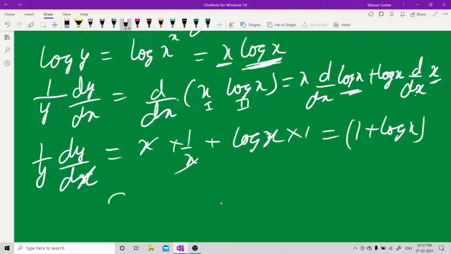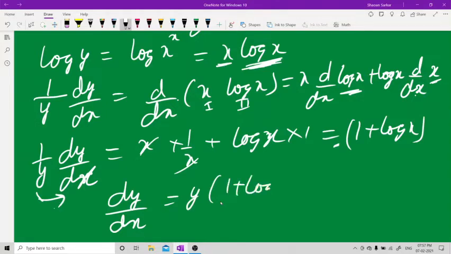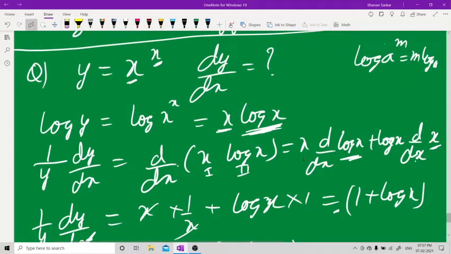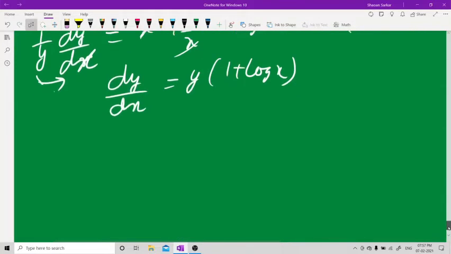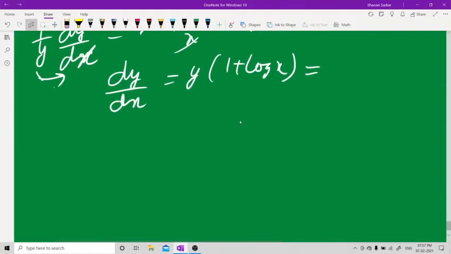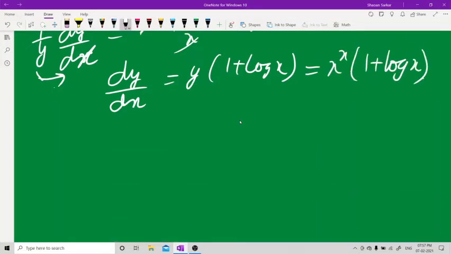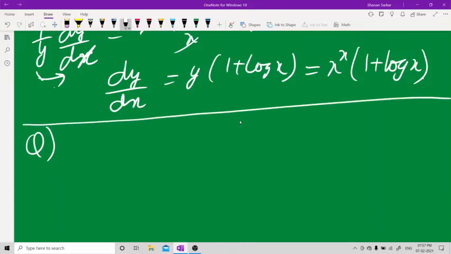Now you have dy by dx. Go for cross multiplying this to this place. So you write y into 1 plus log x. But what is y? Y is this quantity. So put it back. So y is equal to x to the power of x into 1 plus log x. Next question, we'll do another question on this.